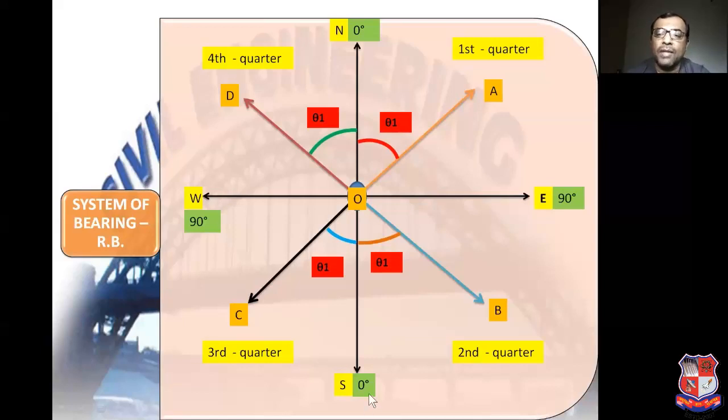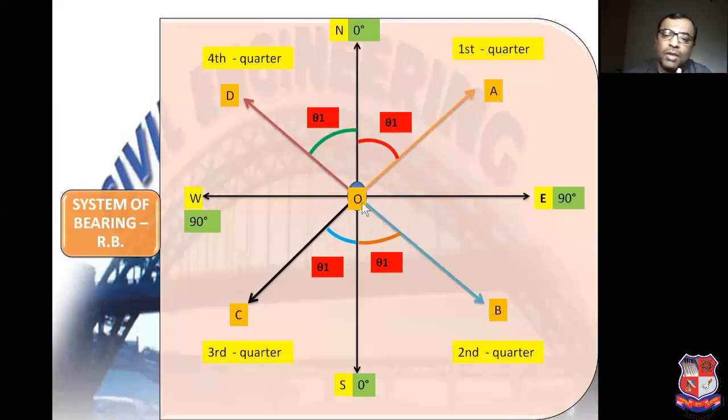In quarter number 1, you have to measure the bearing of your survey line with respect to north and in clockwise direction. That is, theta 1 is the bearing of survey line OA in the reduced bearing system. And if your survey line is in quarter number 4, you have to measure the bearing of your survey line with respect to north in anti-clockwise direction, that is theta 1.